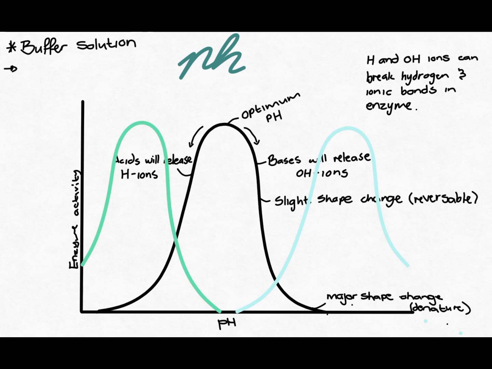Now, when doing enzyme activity reaction experiments, we have to remember to keep the pH constant and at the optimum pH to achieve the highest enzyme activity. This can be achieved by using a buffer solution. A buffer solution is a solution that maintains the pH at a certain value no matter what activity or what reaction is taking place.